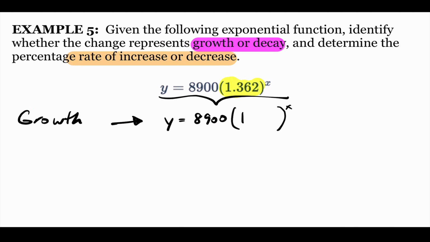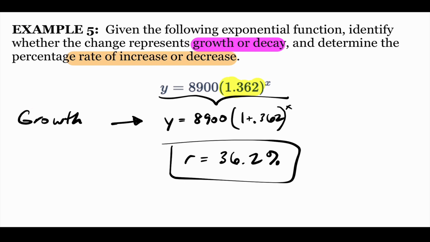Okay. Now, so it's plus, right? So 1 whole plus what number would give me 1.362? Yeah, 0.362, right? So because we know that, what would the percent be? 36.2% increase. Okay.